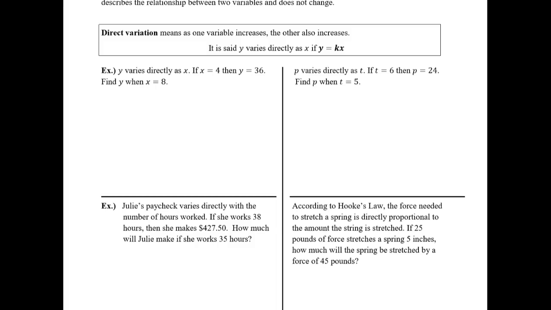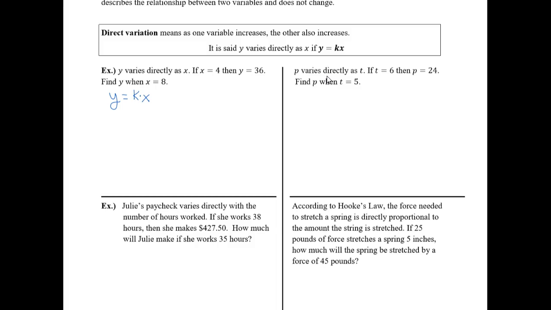And it is said that y varies directly as x if y equals k times x, where k is that variation constant. So let's look at some examples of what this means. Over here on the left, it says y varies directly as x. So we can set up our equation based on just that sentence. So y varies directly as x. Y will vary directly, so that variation constant times x.